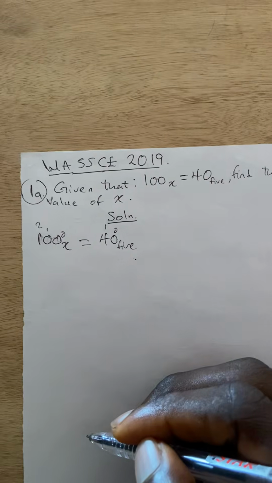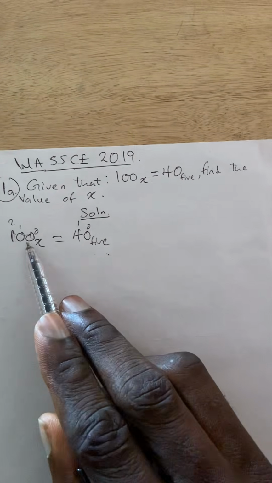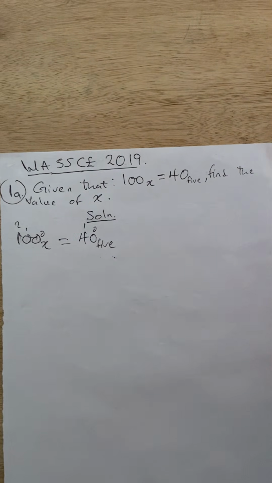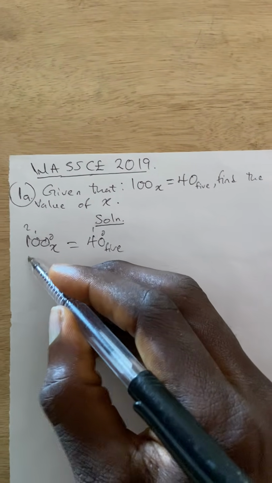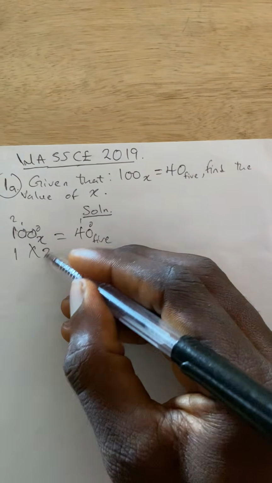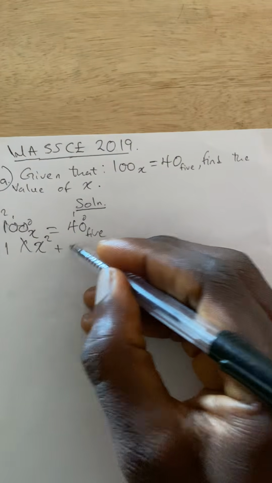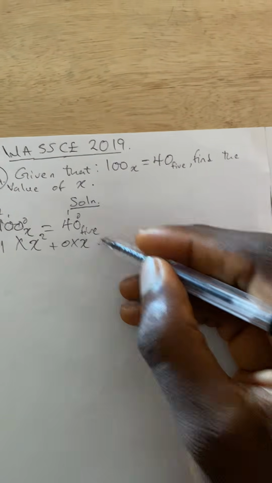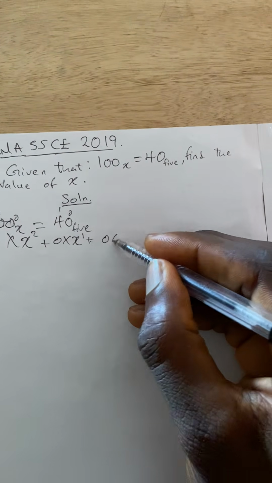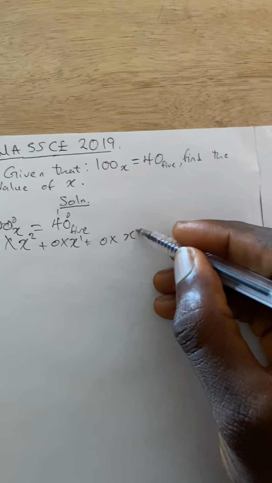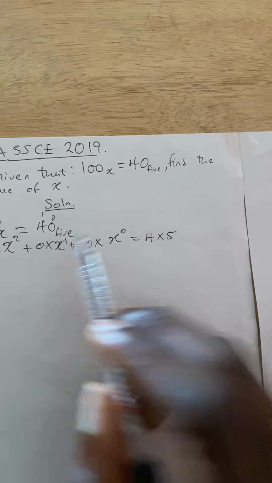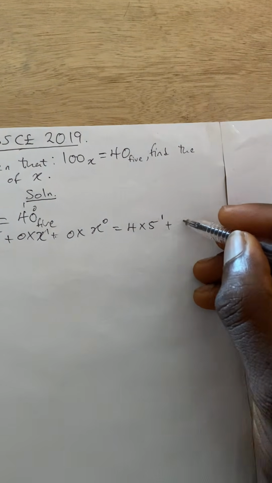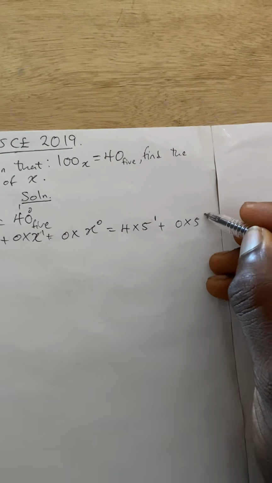But to make this faster, these zeros will actually cancel out, or let's show how it's going to be cancelled out. The first value will be 1 times x raised to power 2 plus 0 times x raised to power 1 plus 0 times x raised to power 0 equals 4 times 5 raised to power 1 plus 0 times 5 raised to power 0.